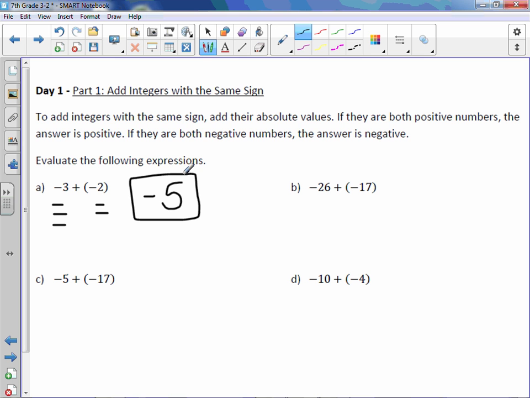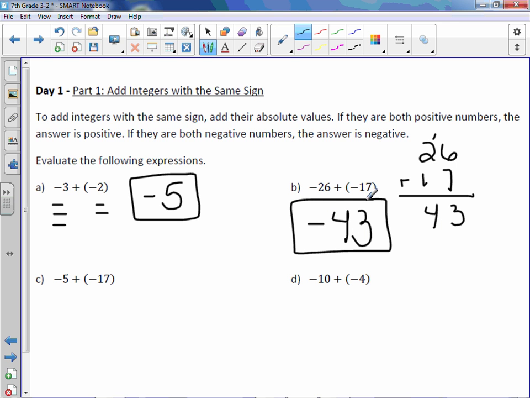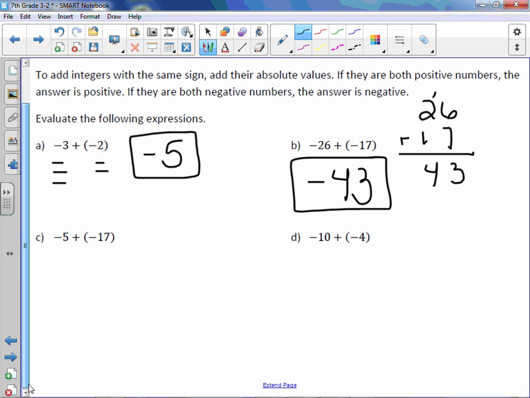Letter B, -26 plus -17. You have 26 negatives and 17 negatives. How many negatives do you have? Add them together. You have 43 negatives. Letter C, -5 plus -17. They're the same sign, they're both negative. So add them together and keep the sign. You have 22 negatives.